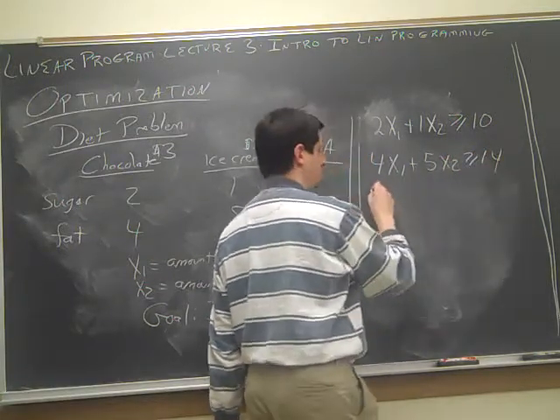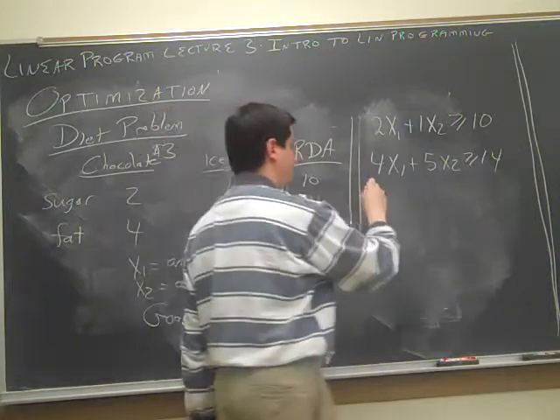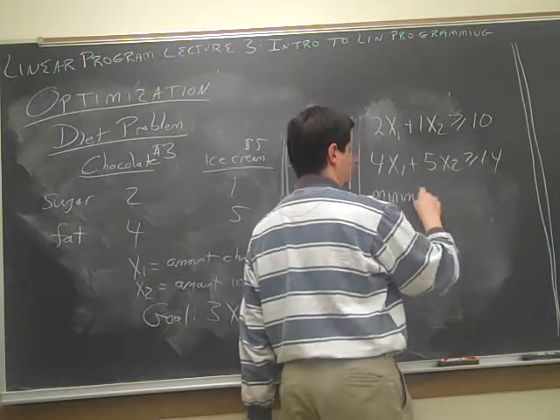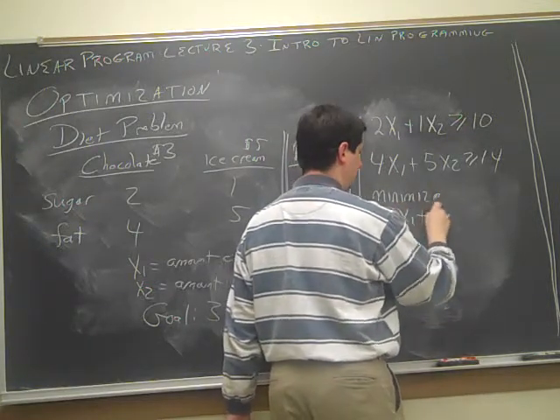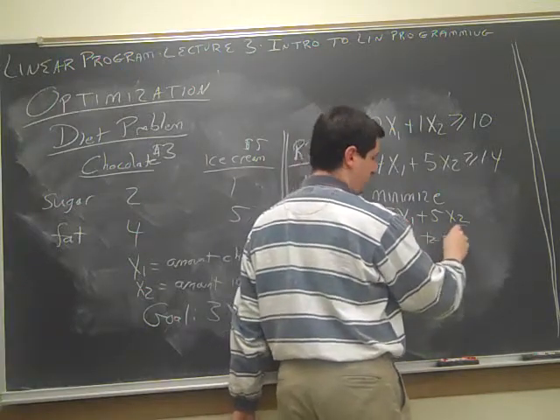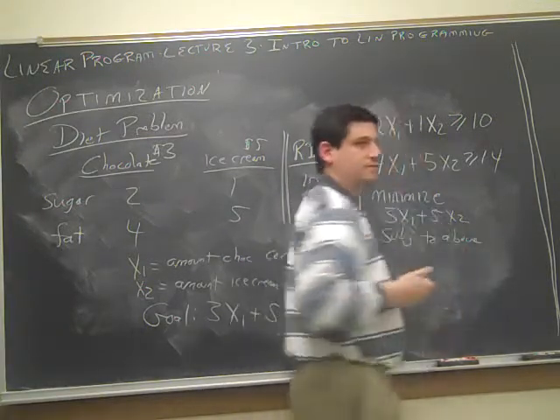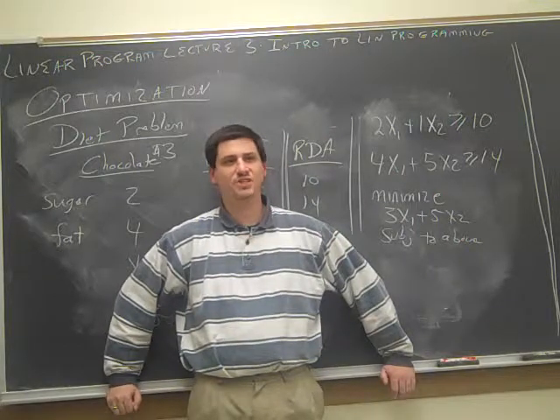6x1 plus 2. Okay. And so the goal? Minimize 3x1 plus 5x2 subject to the above. Okay, if this was a real class, it would all fit.